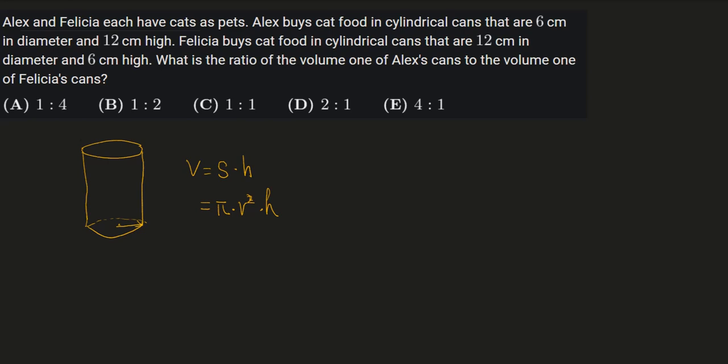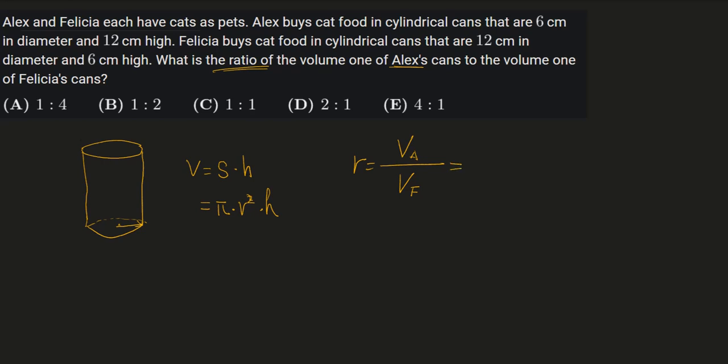And then the rest of the problem is just about some basic calculation. Since we are to calculate ratios, be careful. Sometimes the problem sets up a trap. They may swap the objects, and you have to be careful: the ratio is what to what. So in our case, the ratio is Alex's cylindrical can, let's call that V of Alex, to the volume of Felicia, let's call that V of F.